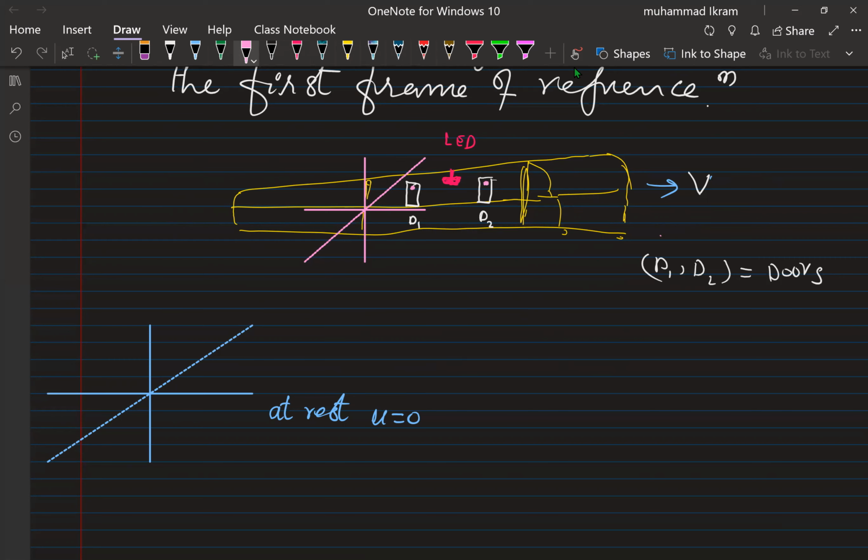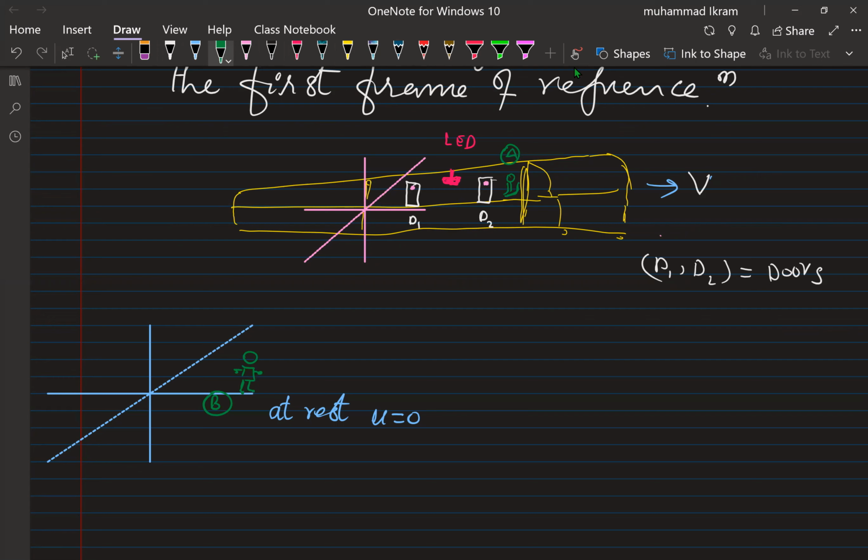The LED is located right at the middle of the two doors, and now there is an observer. The observer A is sitting somewhere here watching the situation. Here we have another observer, and this is observer B. The observer B is in the rest frame of reference. Now, the door will open when the LED is switched on, and the door will close when the LED is switched off.